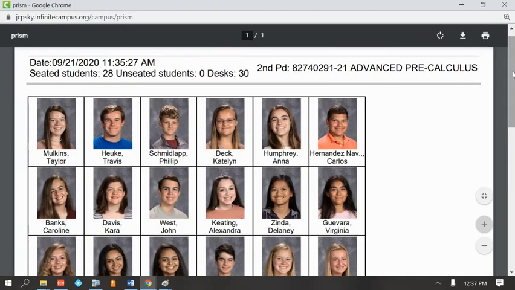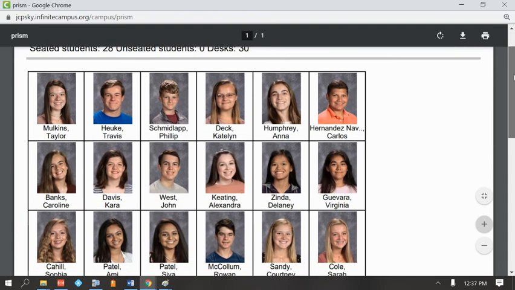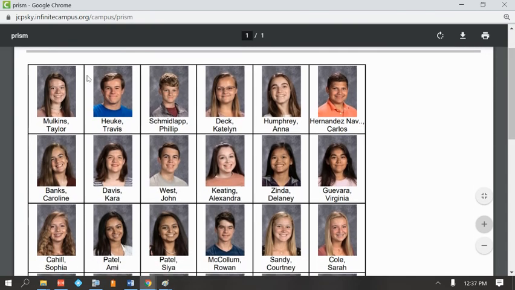I just created, you see I just made this at 11:35 a.m. I did a random seating chart. So here's second period. This one came up first because I did this one second. So the front row would be Taylor, Travis, Philip, Caitlin, Deck, and Anna Humphrey and Carlos.